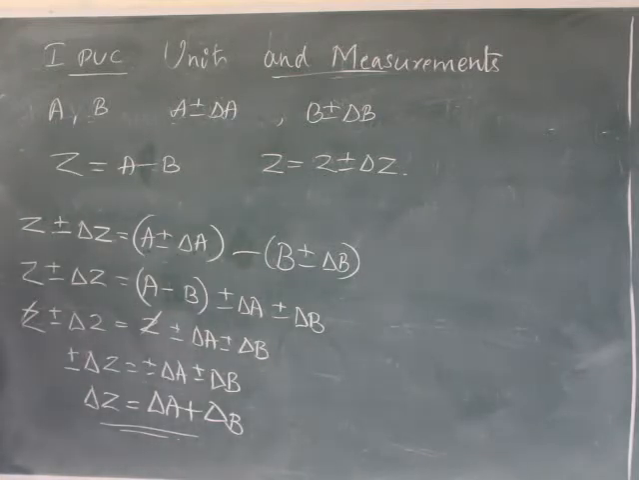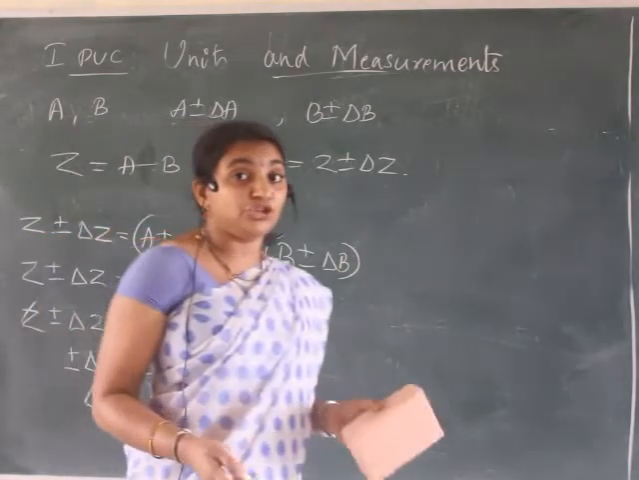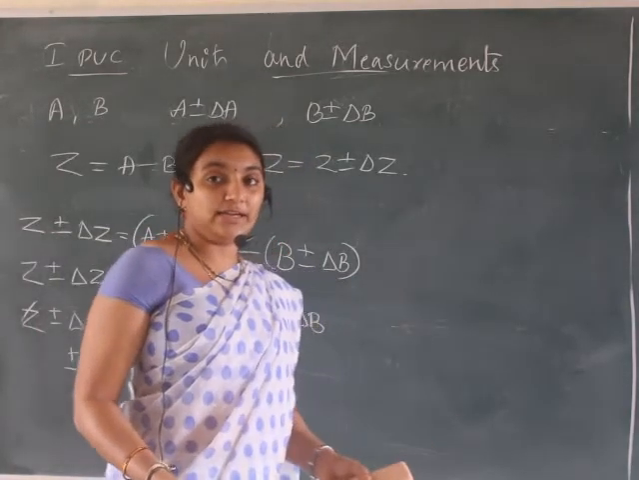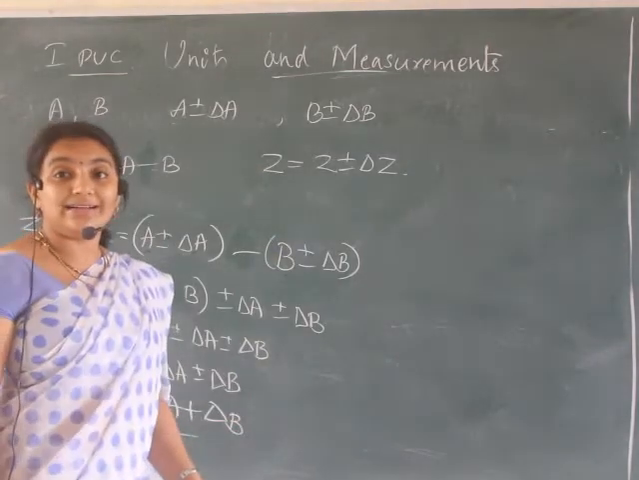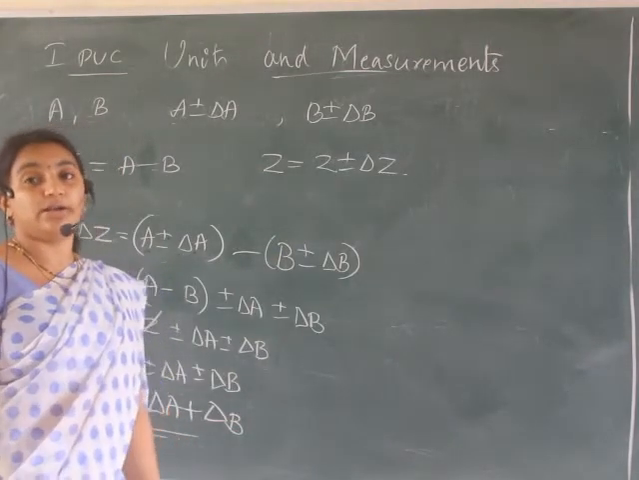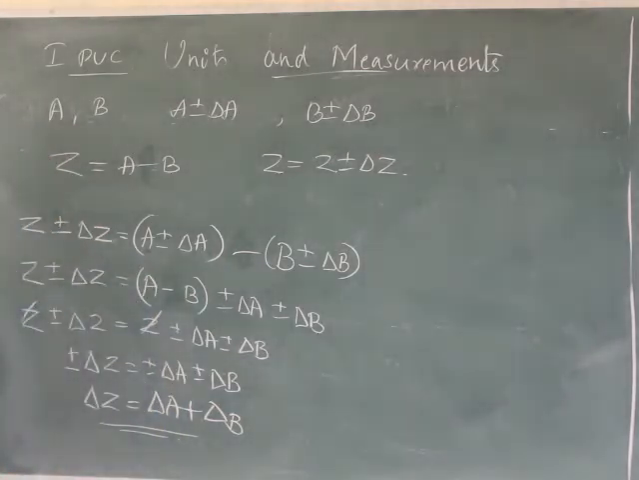When two quantities are added or subtracted, the absolute error in the final result is the sum of the individual absolute errors. It may be subtraction or addition, but finally the total error is the sum of the absolute errors of the individual quantities. Next, we'll go for multiplication, that is product.